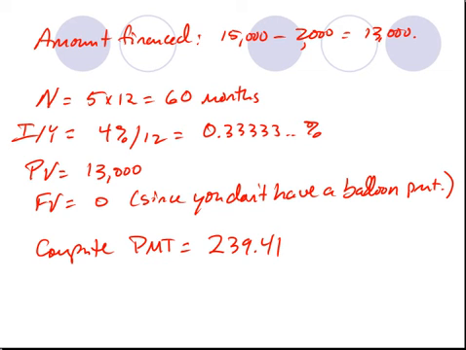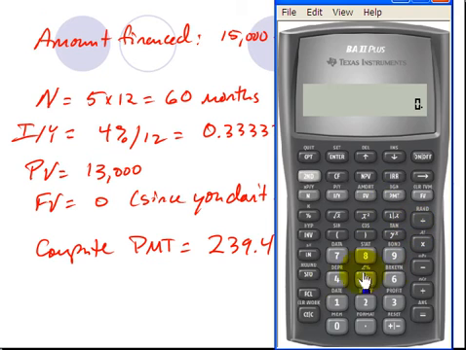All right, and so let's go ahead and bring up the BAII Plus and do the calculation. So we have 5 times 12, which is 60 months. That's N. We have an interest rate of 4 divided by 12. All right, 0.333%, that's the interest rate. We have a present value of $13,000.